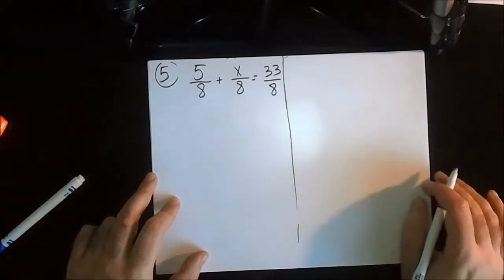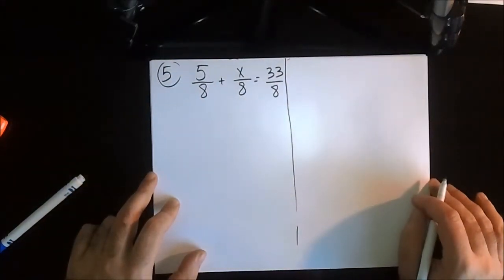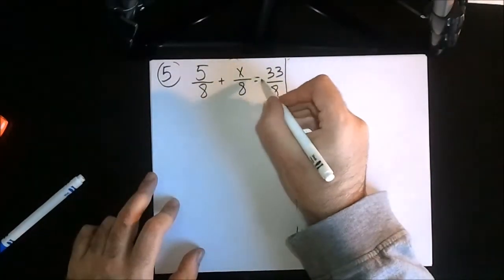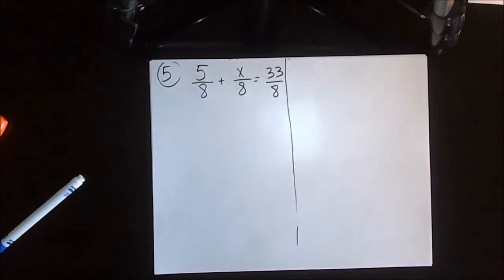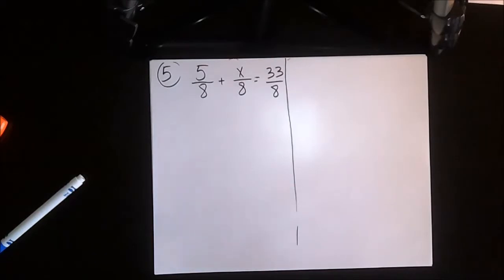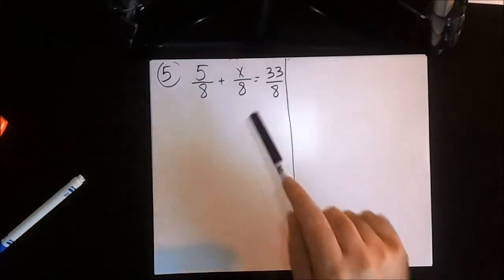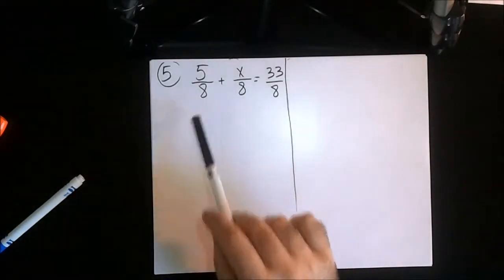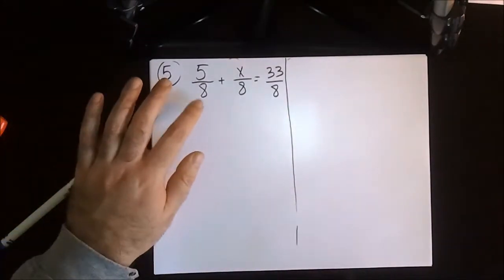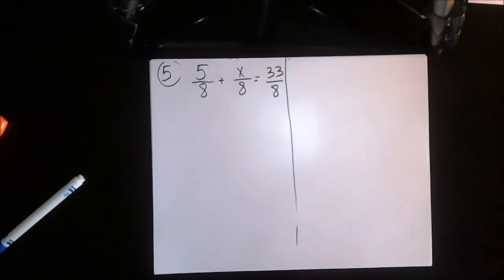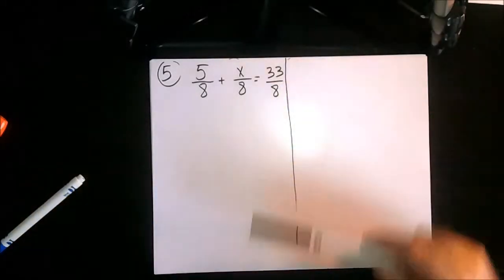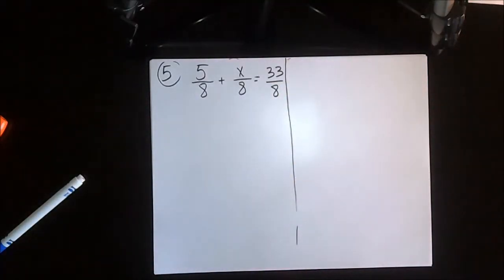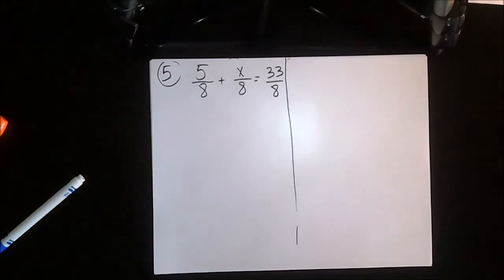Alright, so I have 5 over 8 plus x over 8, all of that equals 33 over 8. I could, if I really wanted to, get rid of the 5 eighths first. I could have subtracted 5 eighths from both sides, but I'm not going to, because I think it's easier to get rid of the denominators from all of these terms first. So make sure there are no fractions here.